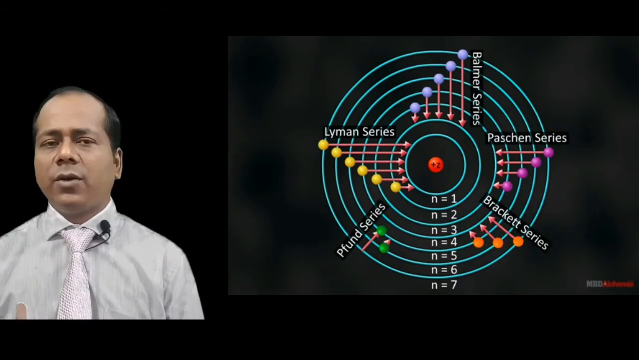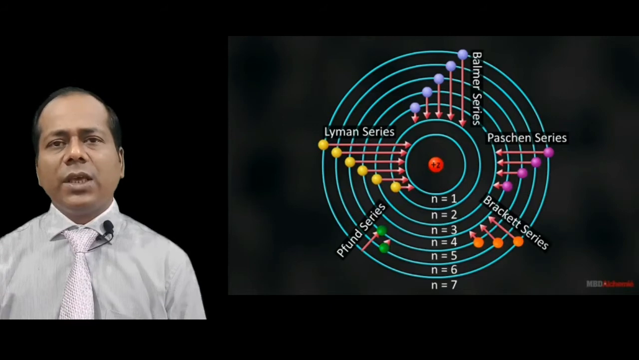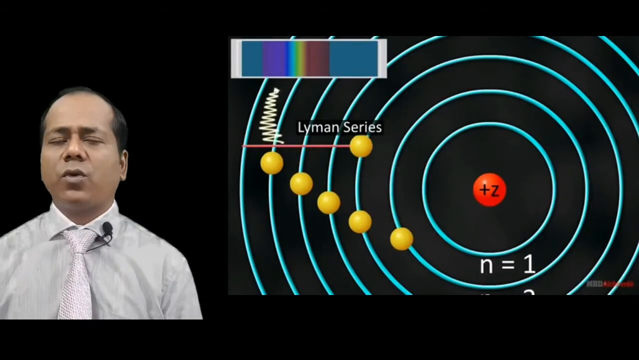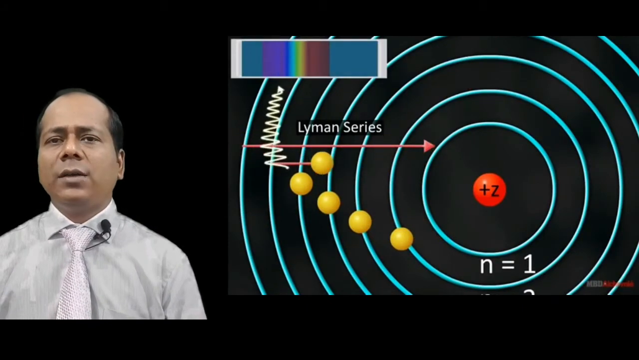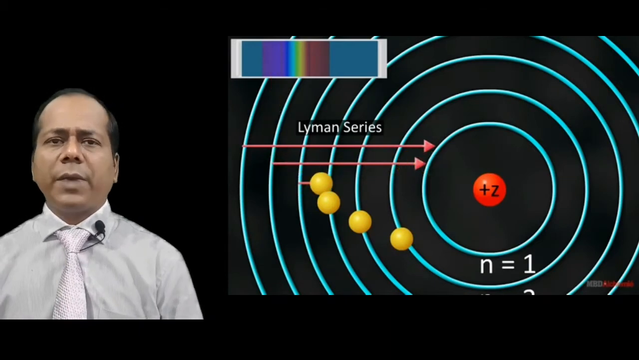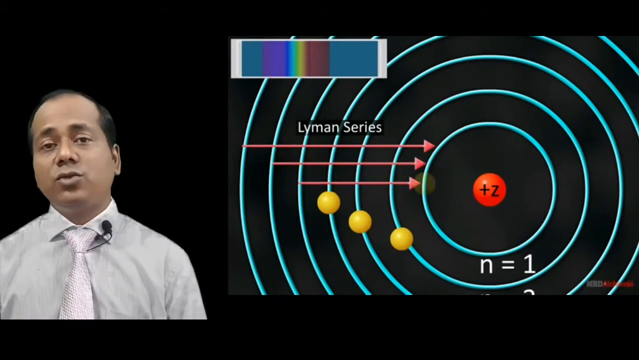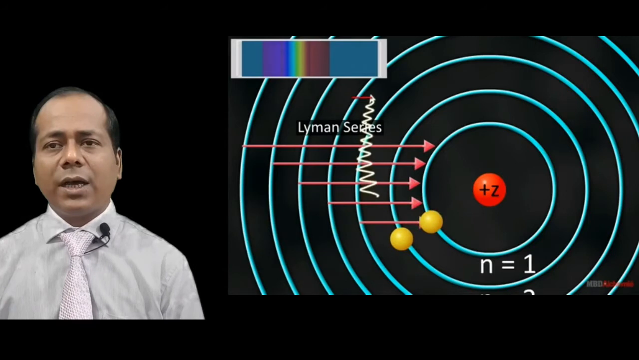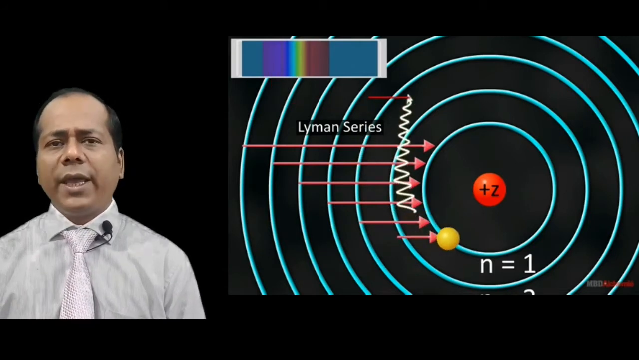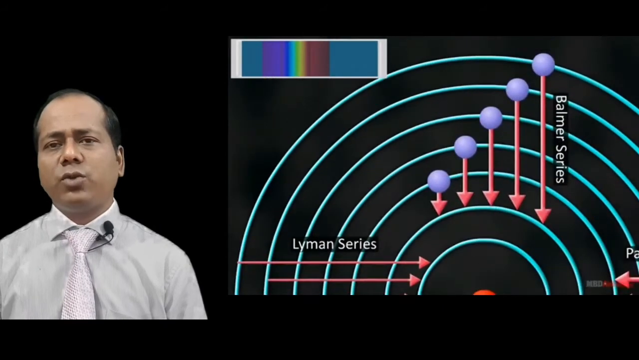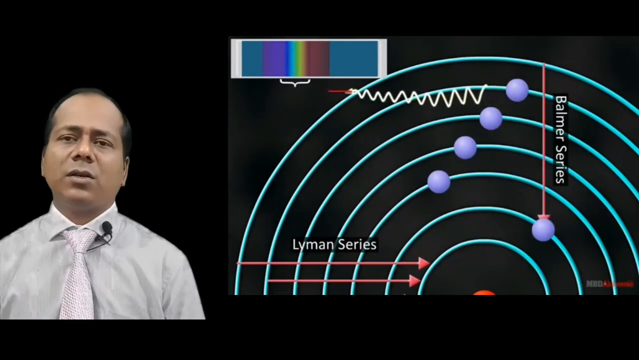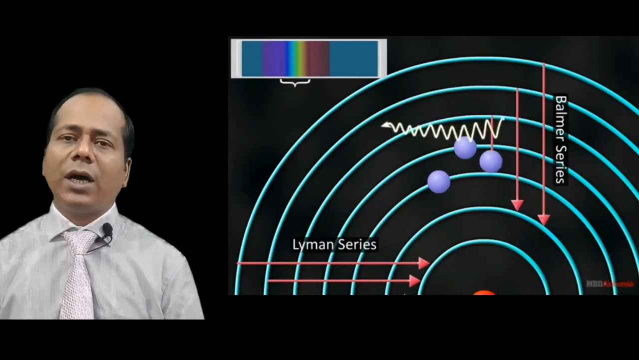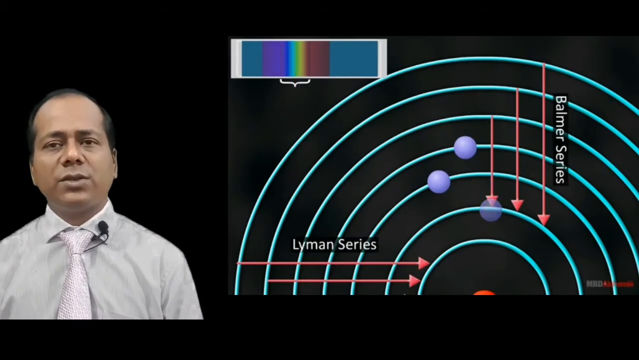The series are: first one, Lyman series. If n1 equal to 1 and n2 equal to 2, 3, 4, 5, 6, etc., then the promoted electron returns back from higher energy level n2 equal to 2, 3, 4, 5, 6, etc. to lower energy level n1. The spectral lines obtained from electron transition between n2 to n1 are called Lyman series. So we can say that for Lyman series, n1 equal to 1 and n2 equal to 2, 3, 4, 5, 6, etc.